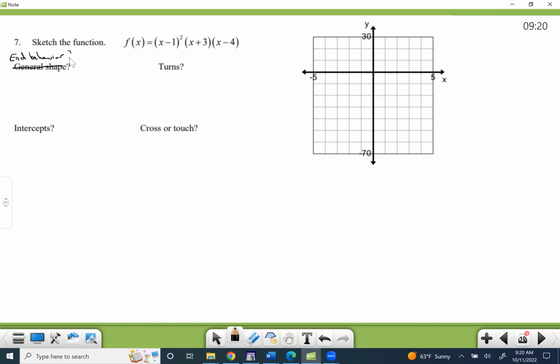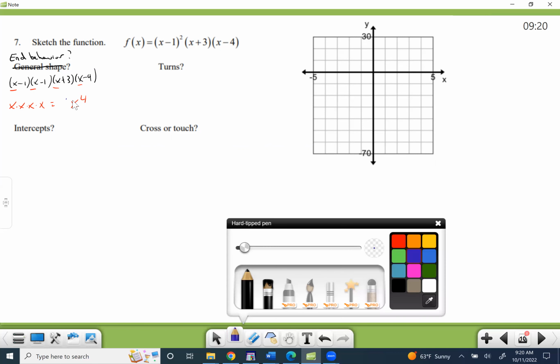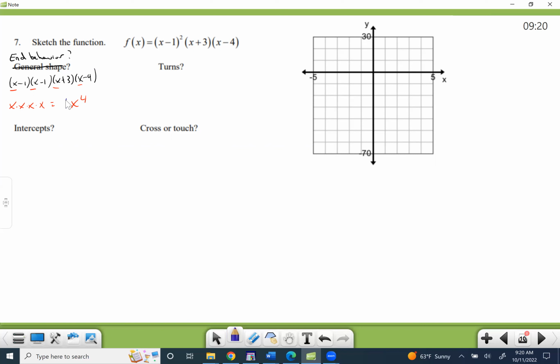Okay. All right. So if we looked at the leading term, it's not multiplied out. So we have to think if we took x minus 1 times x minus 1 times x plus 3 times x minus 4, and we looked at all of the front numbers, x times x times x times x, we would get x to the fourth. Now I'm going to insert the 1. So remember, because this 1 is positive, right? This one right here, positive implies up to the right.